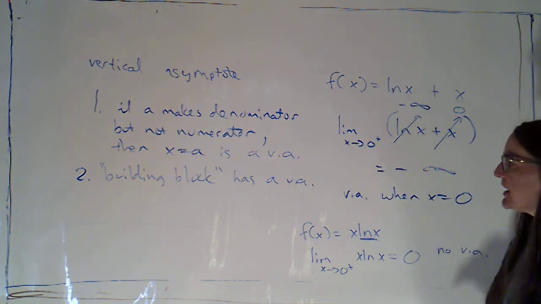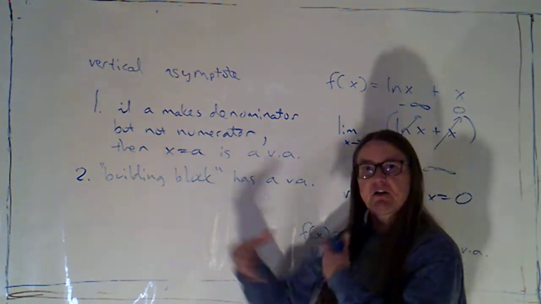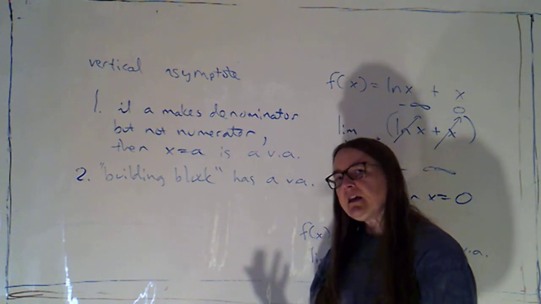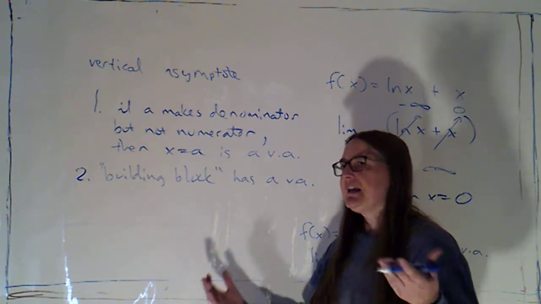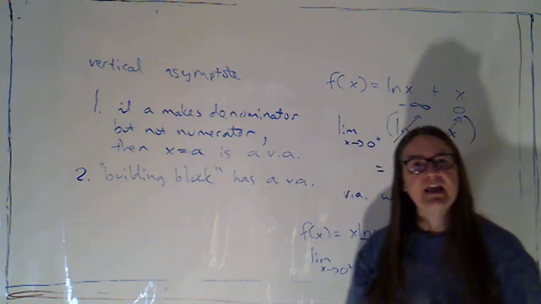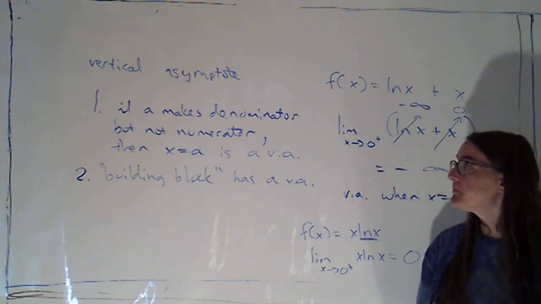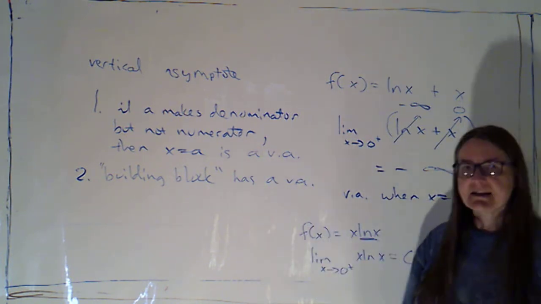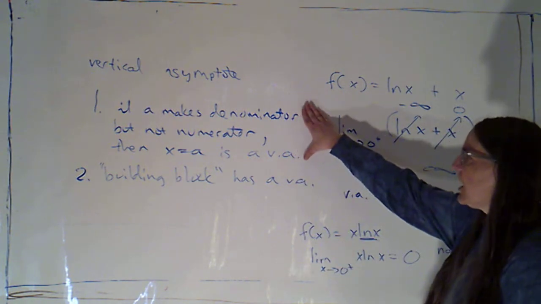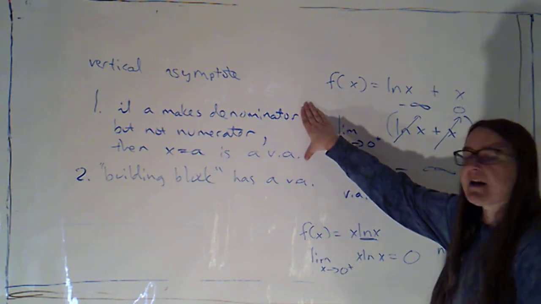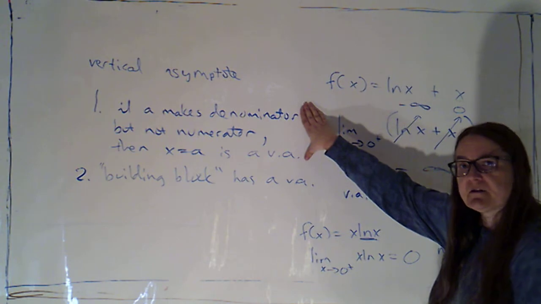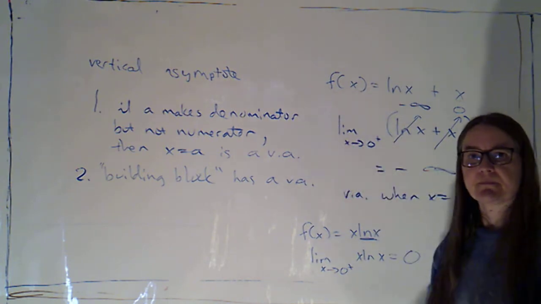So anytime you're looking at your function, you just want to look at what pieces you built it out of. If any of those has a vertical asymptote, you need to check the location of those asymptotes and take the limit as you approach those values. Okay. Most often, the asymptotes that we're going to encounter are going to be from case 1, where we've got a number that makes the denominator 0, but not the top.